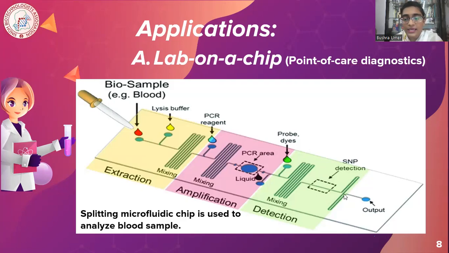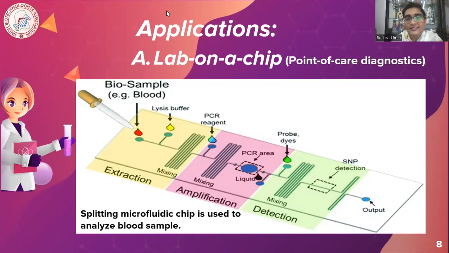So SNP help in the diagnosis of different types of diseases. This is how lab on a chip works, and from here the rest of the sample is excluded from the chip, and what we need is SNP detection. Our purpose of experiment is completed here, and the rest of the things are moved out. So this is how lab on a chip works.